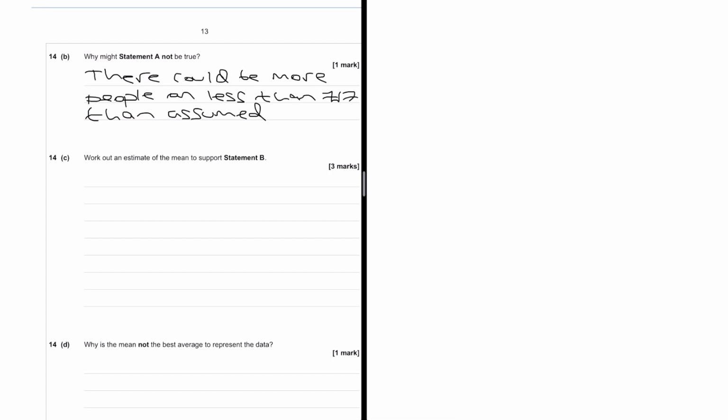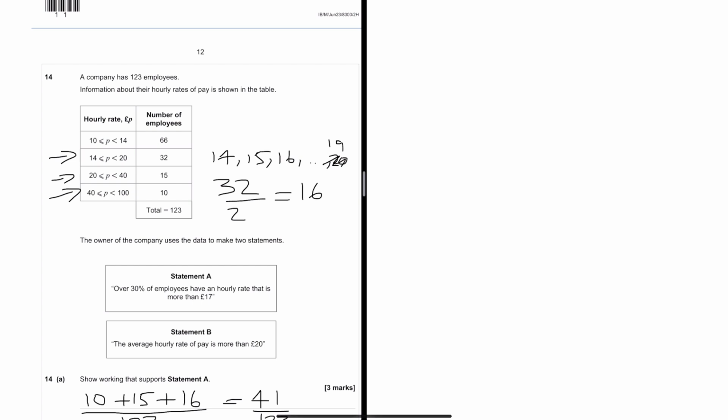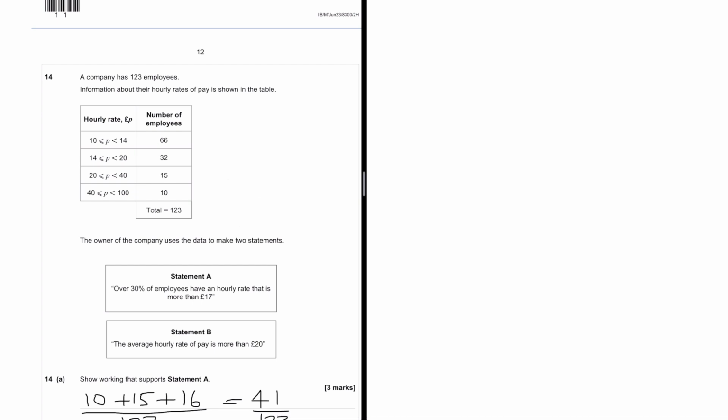So for part C, work out an estimate of the mean to support statement B. One way we can do this, if we go back to our table, let me just erase some of this. One thing we can do to estimate the mean is take the midpoint of each frequency bracket, multiply it by the number of employees in each bracket, and then divide by the total.